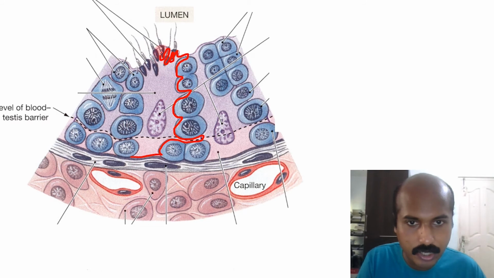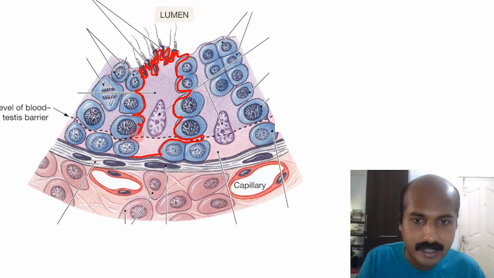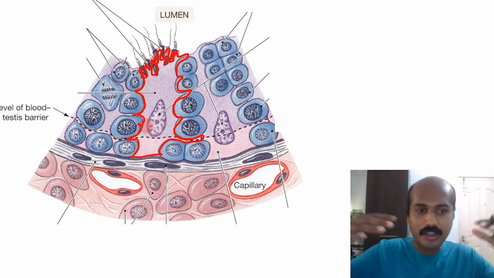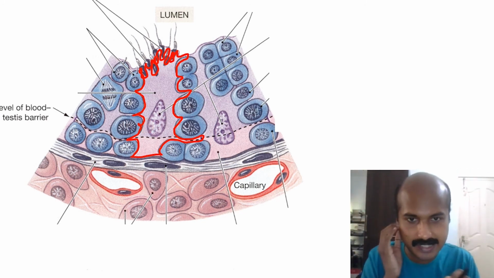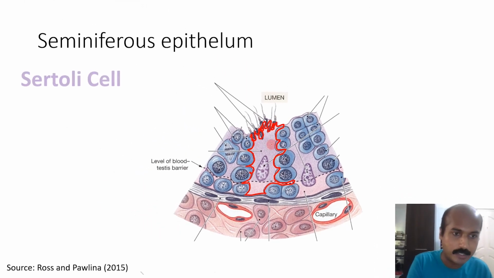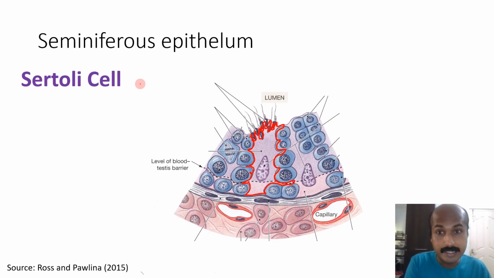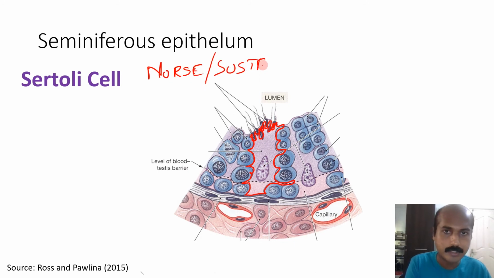You can see it has a lot of processes or invaginations in which the spermatogenic cell population is located. You can see the spermatocytes, the spermatids, the spermatozoa, and spermatogonia, all located within recesses or pockets within the processes of these cells. These cells are called Sertoli cells, also called nurse cells, and also called sustentacular cells.